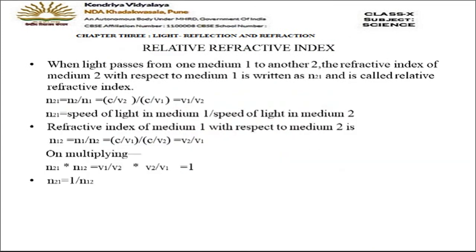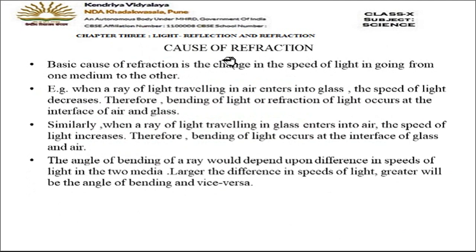Okay, now moving on to the next one: what is the cause of refraction? The basic cause of why refraction occurs, why light bends, is the change in the speed of light when it enters from one medium to another. Suppose it is entering from air to water. The speed of the light changes, and because of that the light bends. Now, when a ray of light traveling in air enters into glass, air is a rarer medium and glass is naturally a denser medium.